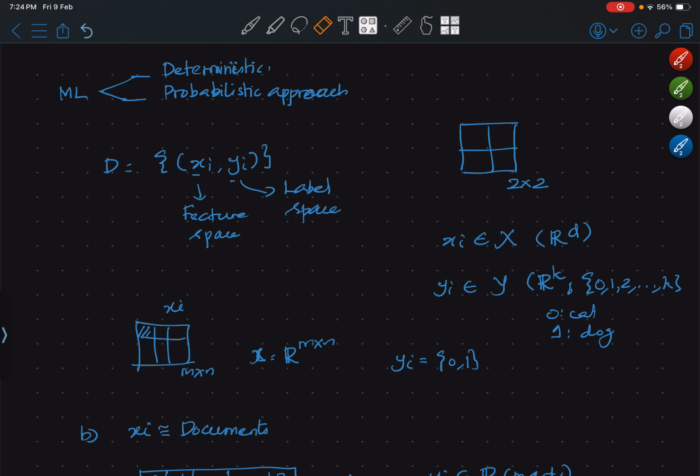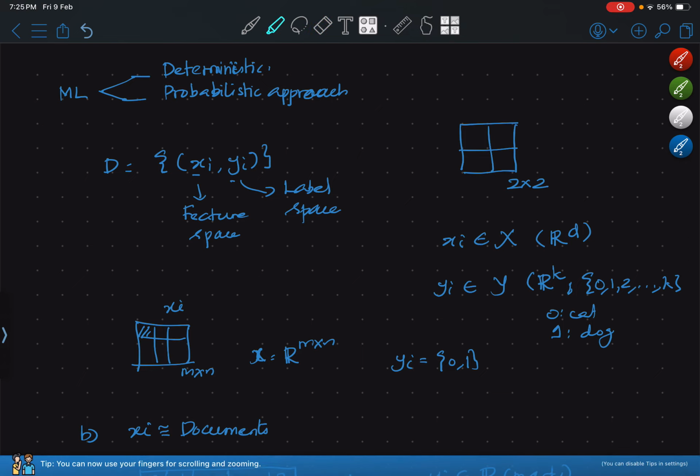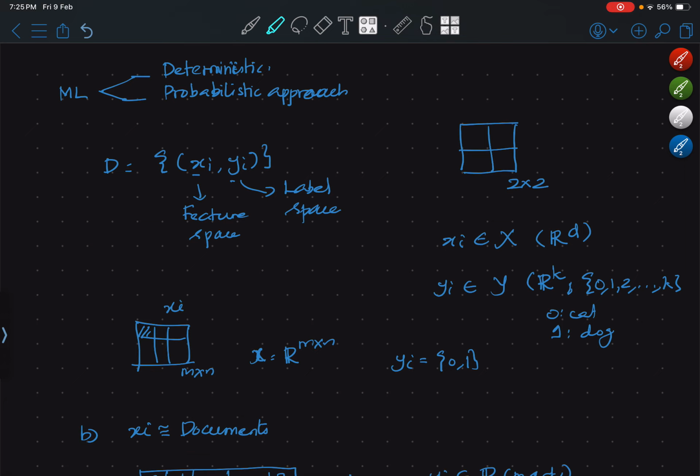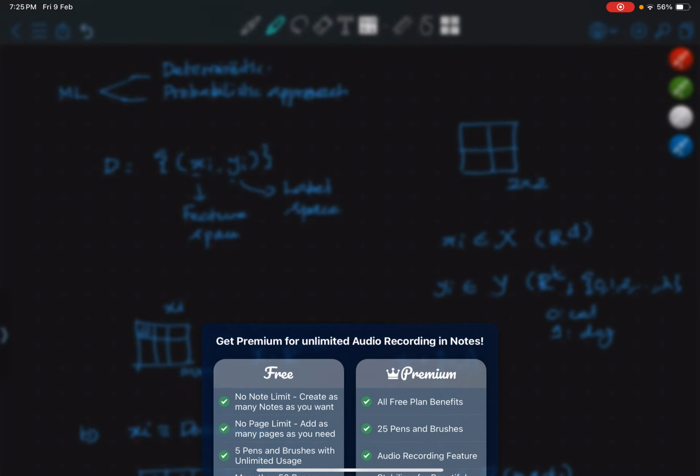Is there any way I can use any kind of a right? I don't know how to point on this. Fine.